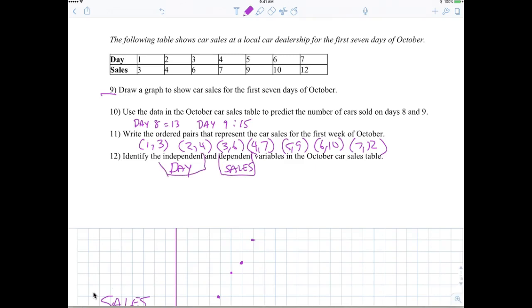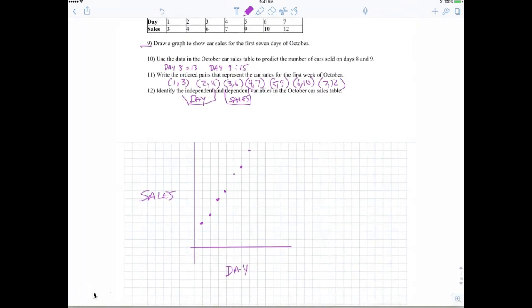Make sure you guys got that now. It's not that hard. A few things to memorize here, but that's not too bad. Independent is always the X, and the dependent is the Y. All right?